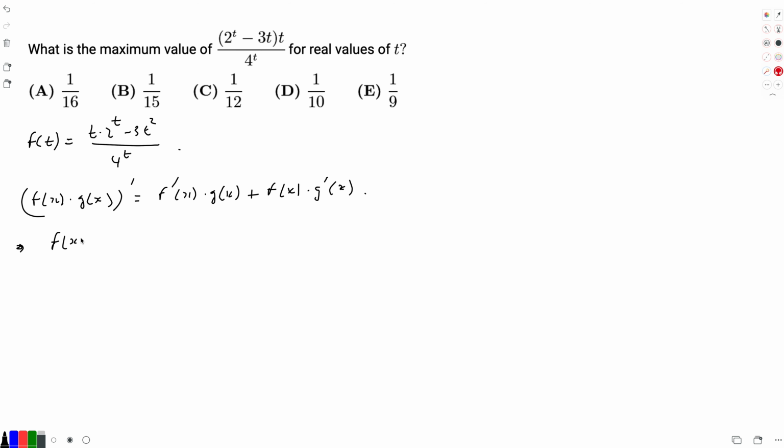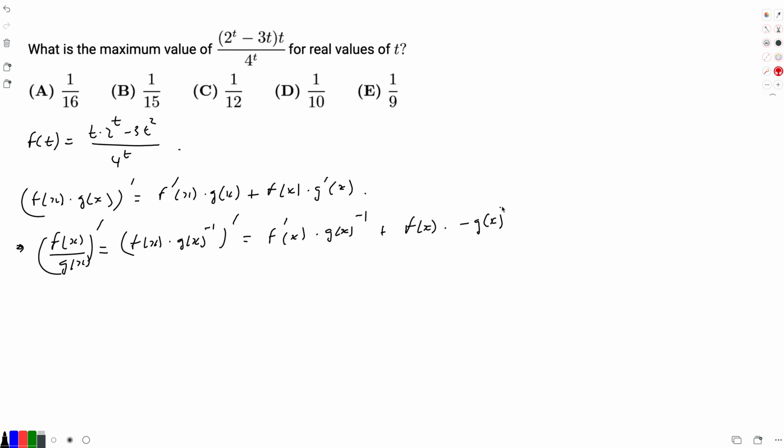So f of x over g of x, we want to find an expression for this. Well, first of all, g of x is in the denominator. Let's put it in the numerator so we can apply our product rule: f of x times g of x raised to power negative 1. This is just a product rule. We do f prime of x times g of x raised to power negative 1 plus f of x times the derivative of g of x to the negative 1, which gives us negative g of x raised to power negative 2, but we have to multiply by the derivative of g if it's more than a linear function.